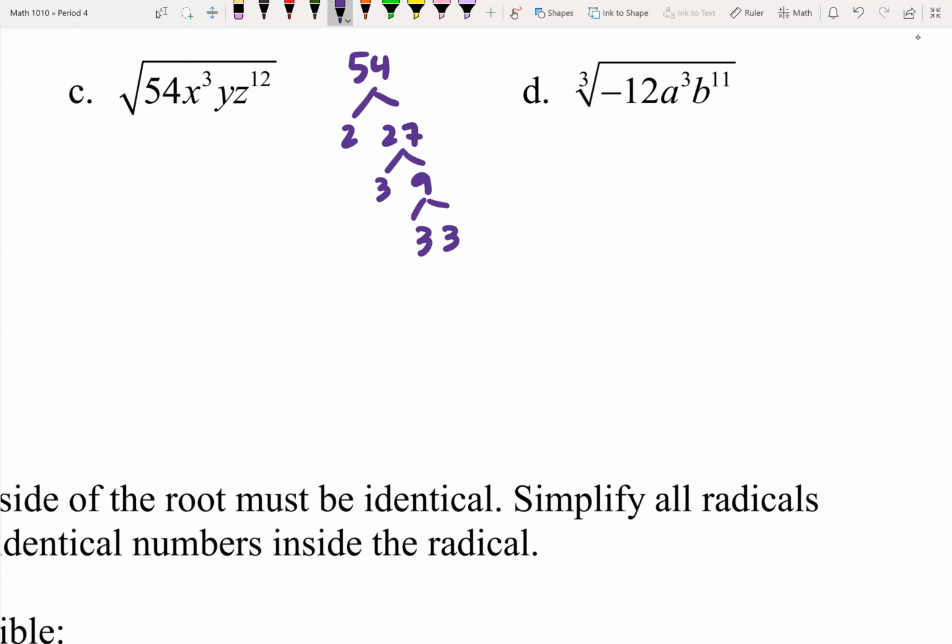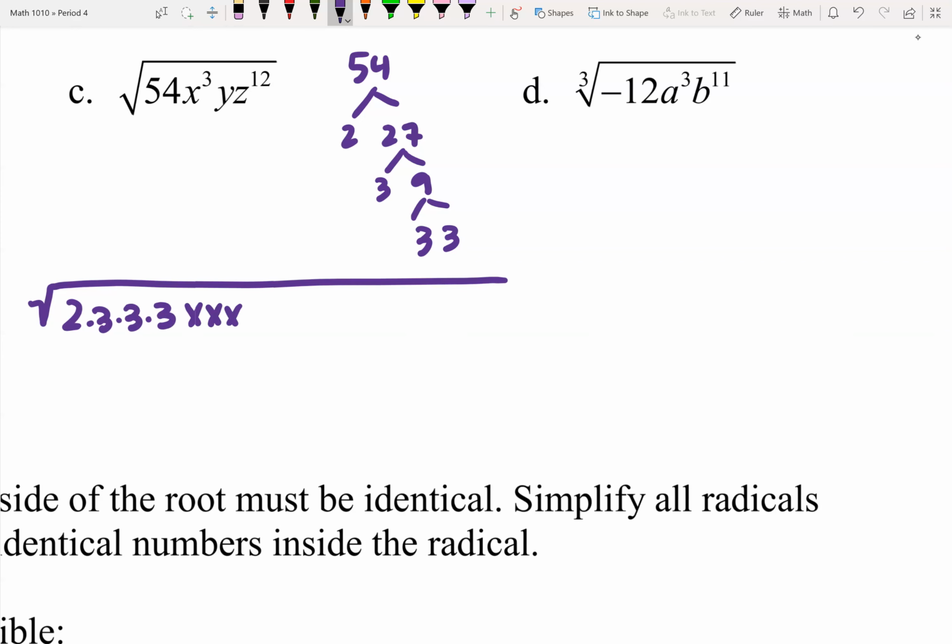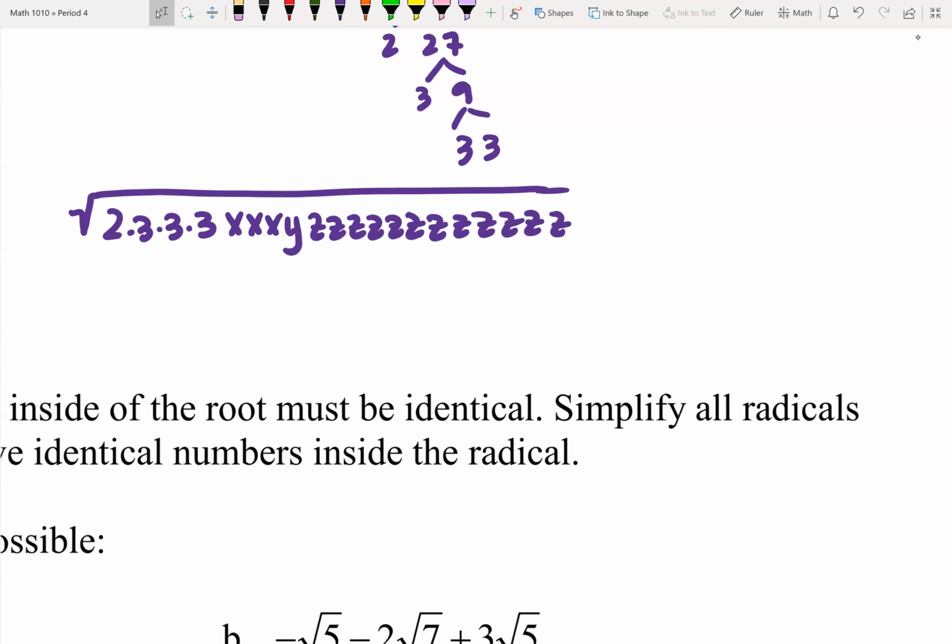Okay, now I'm going to do something really crazy right here. And you're going to go, why are we doing this? I want you to draw a really long, crazy square root. And we're going to write a ton of things in there. So you're going to write really small. Inside you have 2 times 3 times 3 times 3. x to the third is x times x times x. Then you have a y. And then you have 12 z's. I know it's silly, but I want you to write them all out. I would never do this, and I would never expect you to do this. I'm just trying to display to you what we're doing, okay?